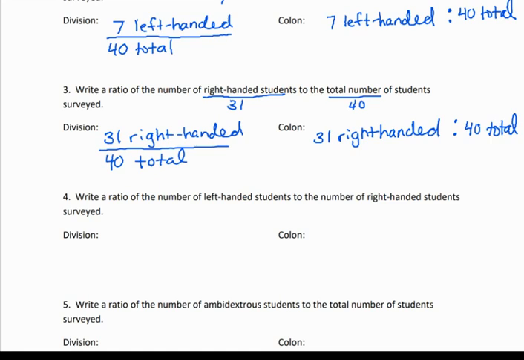All right, number 4. Would anybody in the chat like to tell us what you got for either the division or the colon for number 4? Go ahead in the chat, put what you think should be the answer. Either division, you can use a fraction bar, or colon, you can use the actual colon on the keyboard. Let's see what you have. Number 4 is left-handed to right-handed.